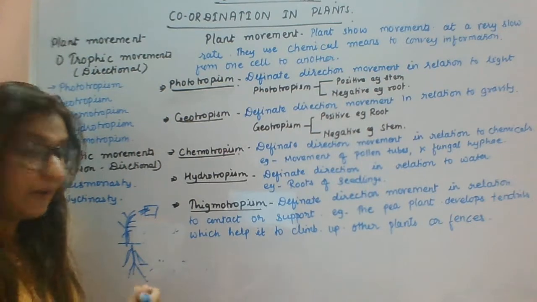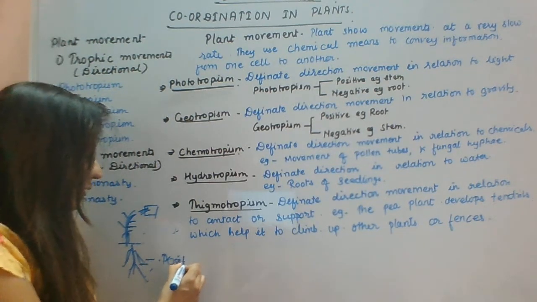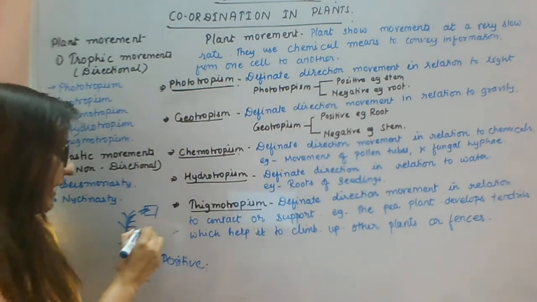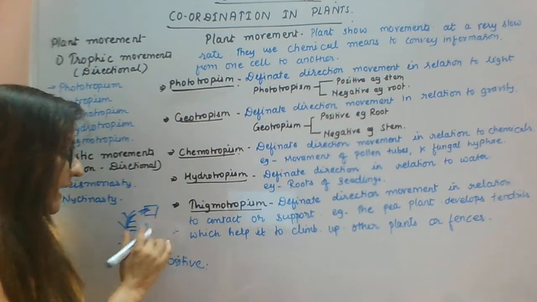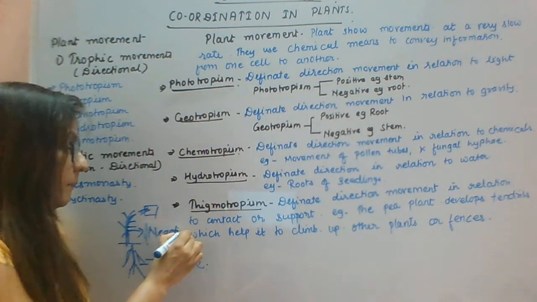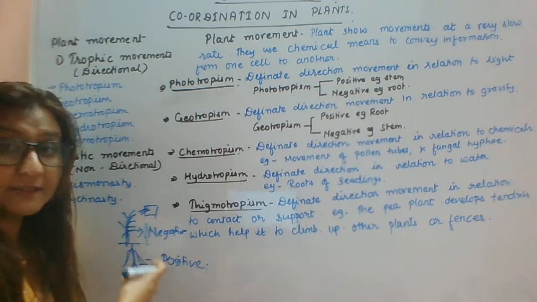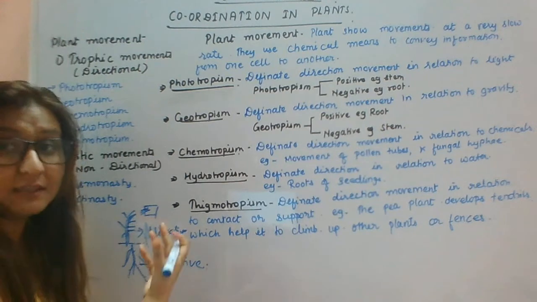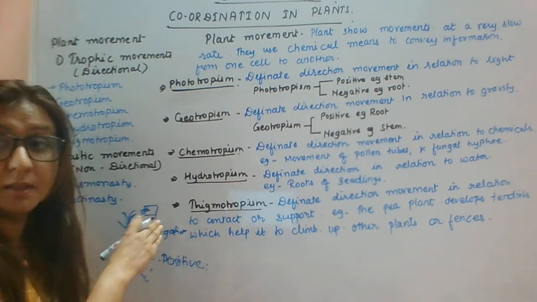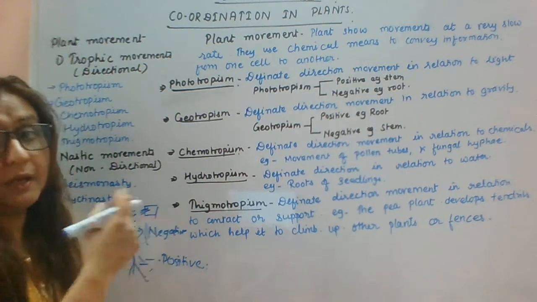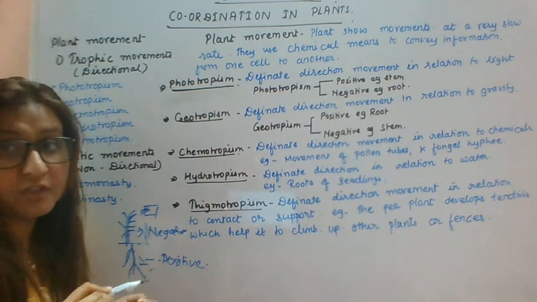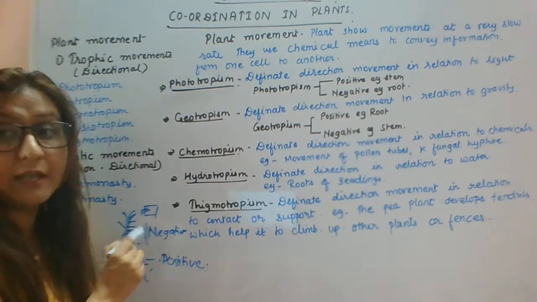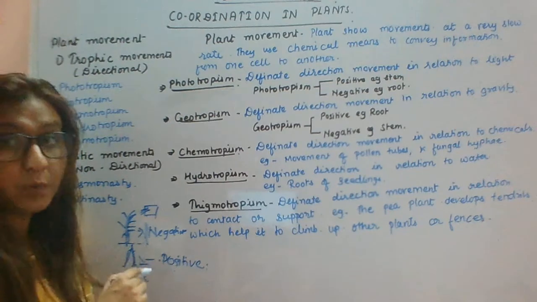It is following the gravity, so that is positive. Root always shows positive geotropism, whereas stem always shows negative geotropism, because here the gravity is there and it is growing opposite to it. Stem is growing upwards and gravity is obviously pulling downwards, so stem is growing opposite to it. So if we keep geotropism in mind, in respect to geotropism, we will see the stem shows negative and root positive.